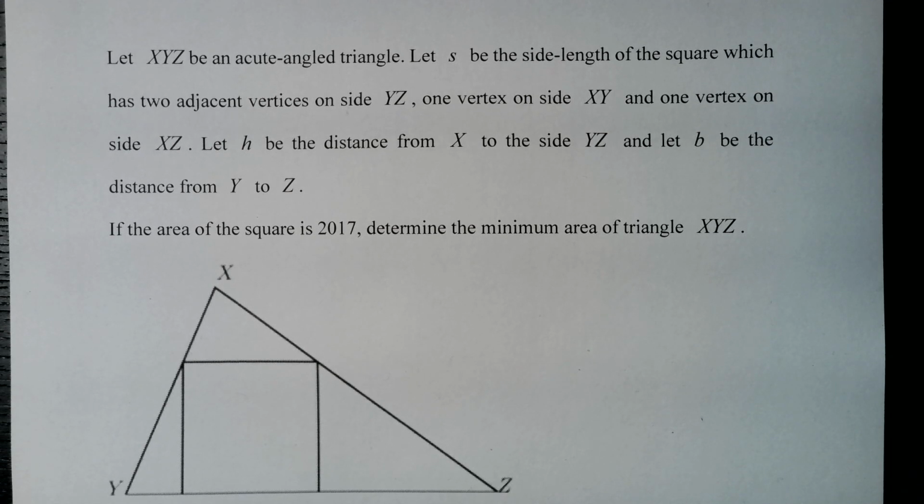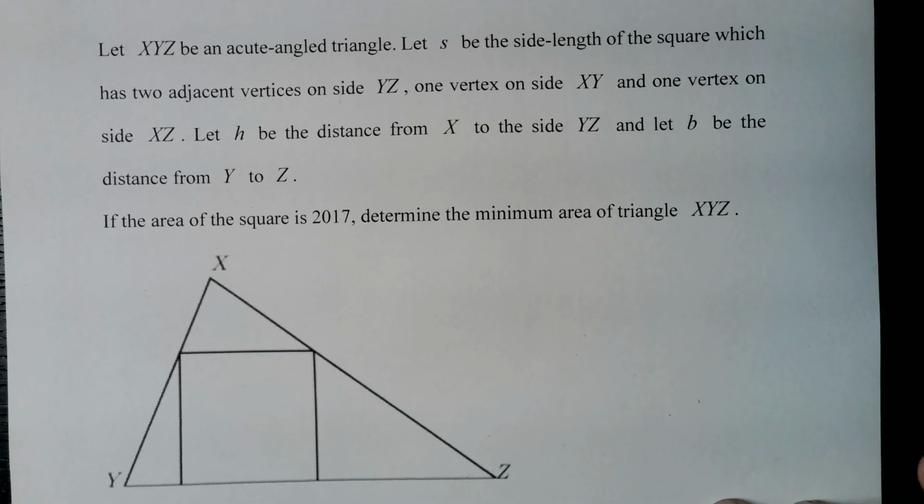This is from the COMC 2017 contest, and as always, let's first start out by reading the question. Let XYZ be an acute angled triangle, and let S be the side length of the square, which has two adjacent vertices on side YZ, one vertex on side XY and one vertex on side XZ. Let H be the distance from X to side YZ, and let B be the distance from Y to Z. If the area of the square is 2017, determine the minimum area of the triangle XYZ.